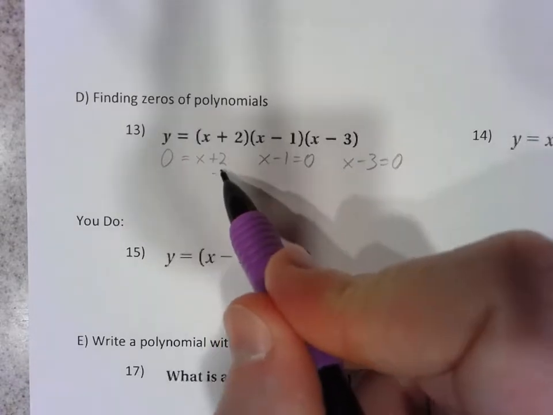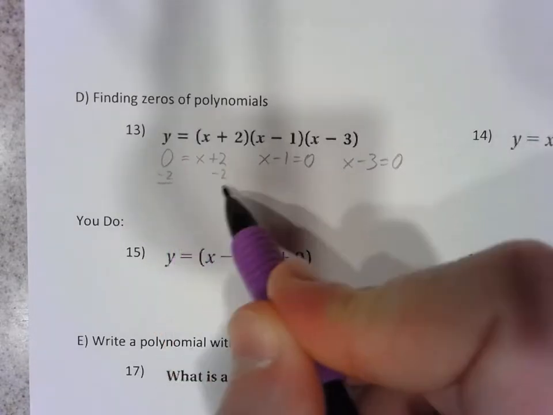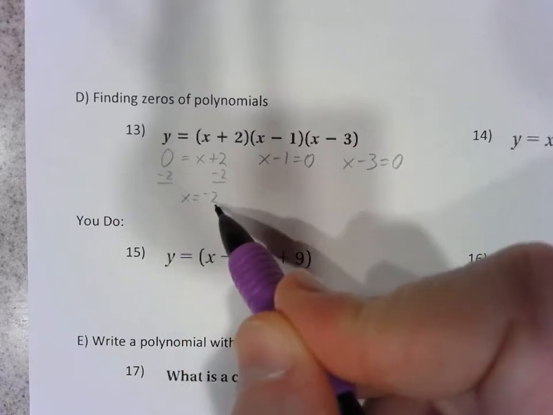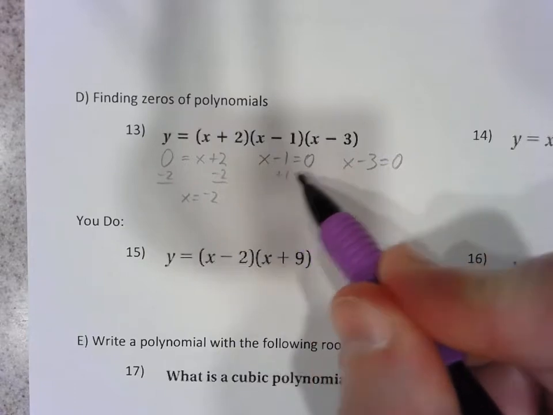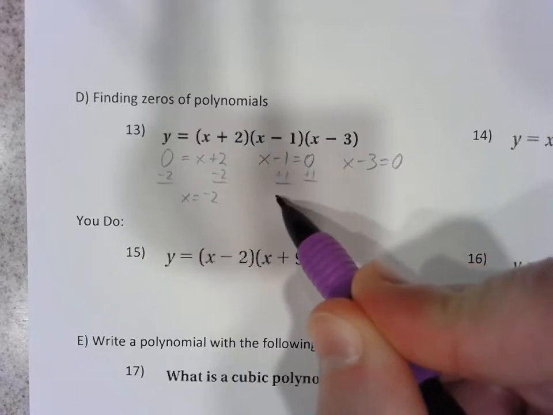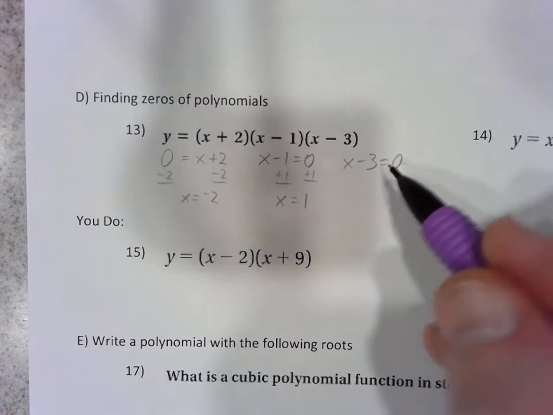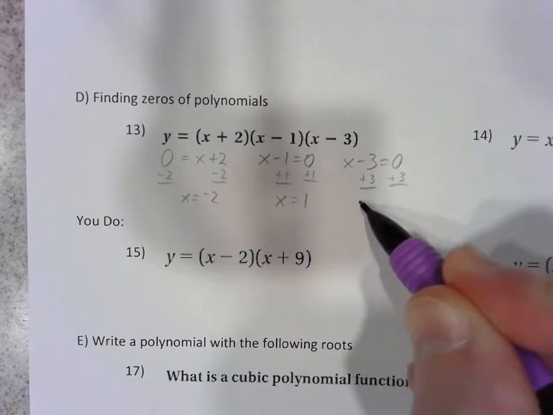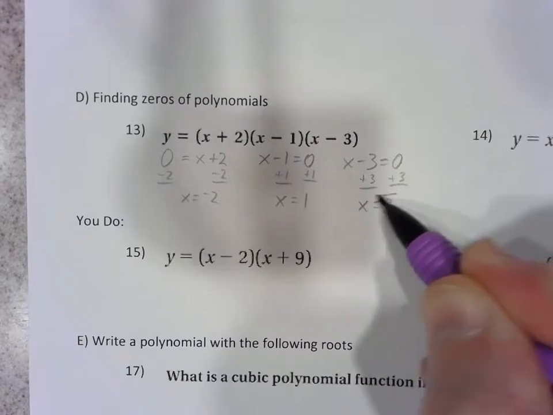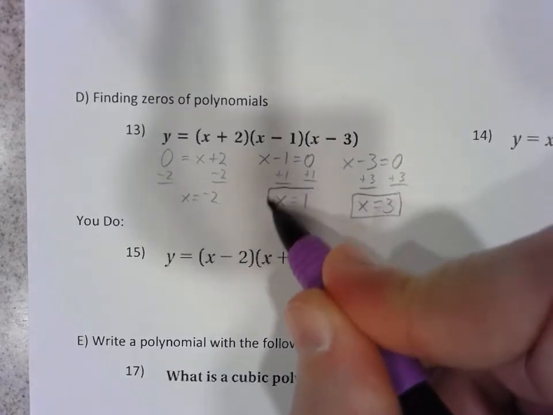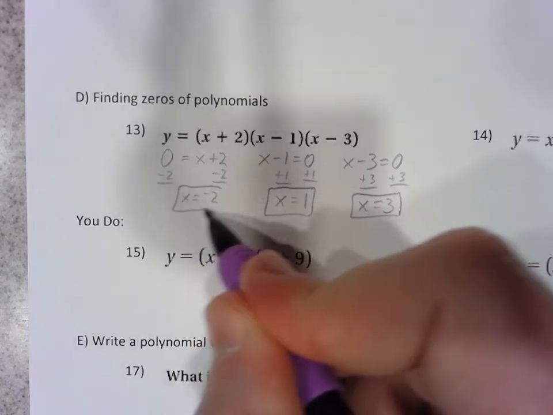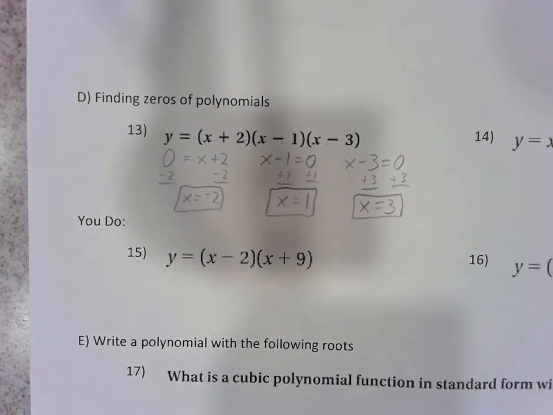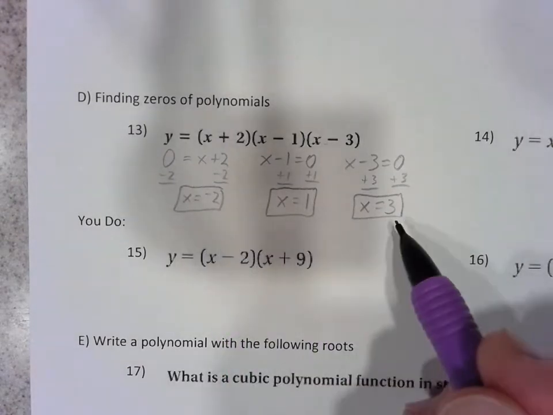So we subtract 2 to find x is equal to 0 minus 2 is negative 2. We add 1 to find that x could be equal to positive 1. And we add 3 to see that x could equal 3. And so there are 3 zeros because there were 3 factors, 3 x's in the equation. Negative 2, 1, and 3.